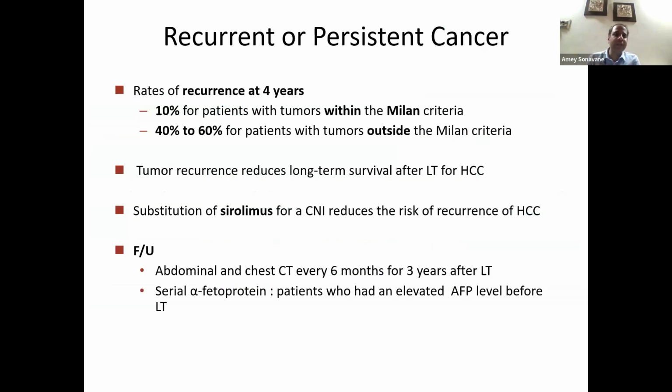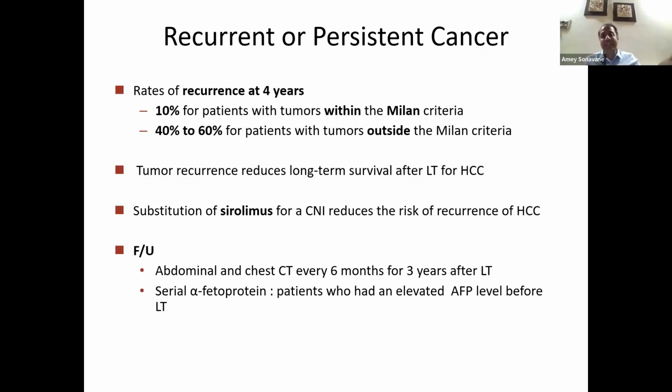And hence, that's why the Milan criteria came into place. The risk can be as high as 40 to 60% of developing a recurrent HCC if the patient is outside Milan criteria. And how do we reduce the incidence of this recurrence? By adding on an everolimus or a sirolimus early on post-transplantation, like what we do for the kidney, for patients who develop kidney or renal dysfunction post-transplantation.